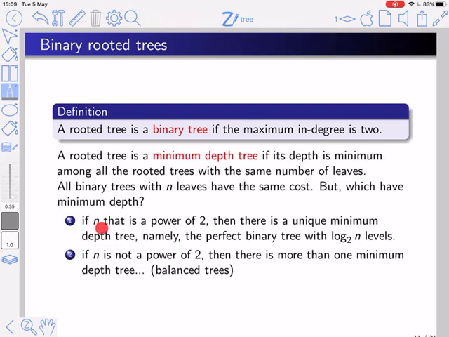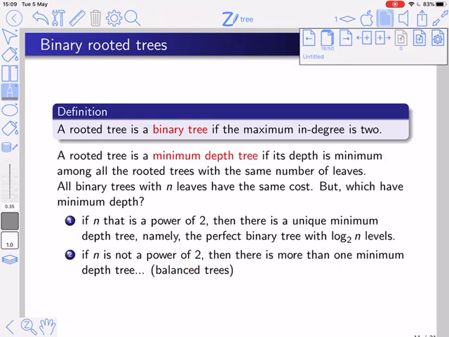The first one is that if n is a power of 2, then there is a unique minimum depth tree. And that tree is the perfect binary tree with log n levels. The second thing that we want to prove is that if n is not a power of 2, then there is more than one minimum depth tree, and we will refer to a minimum depth tree with n leaves, in this case, simply as a balanced tree. So perfect trees are for the case that n is a power of 2, and balanced trees are for the more general case where n is not a power of 2. So let's begin with the case that n is a power of 2.